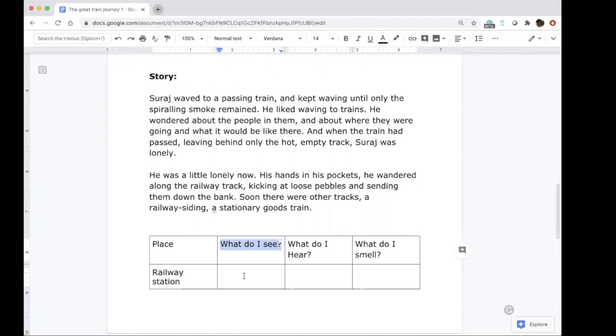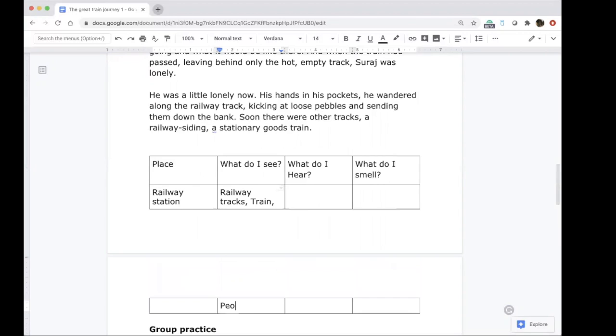Anyone can unmute. Railway tracks. Train and people. Okay, first one is railway tracks. Train, yes, very good. We also see a train. Anyone else? People. Okay, 3 examples are enough.